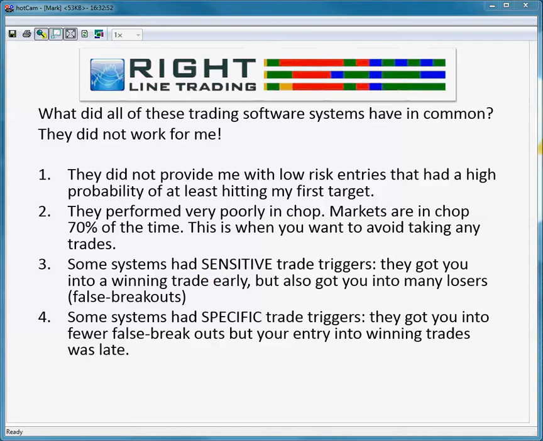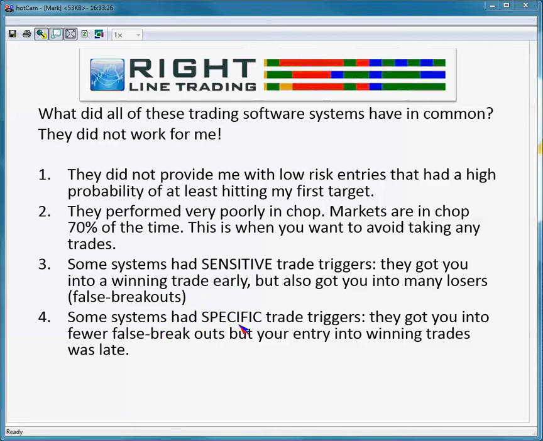Now, some of the systems had very sensitive trade triggers. They got you into winning trades early, but they also got you into many losers, and these losers were false breakouts, because most of these systems are anticipatory momentum breakout systems. When price moves some percentage of the average true range, they're going to trigger you a trade either long or short. If you're sensitive, you're going to get into these moves early, but the downside is you're going to get into a lot of false breakouts.